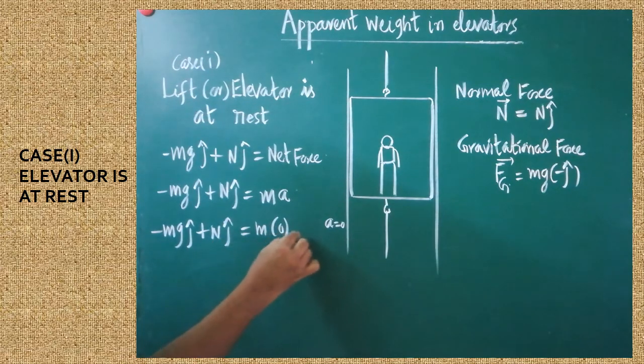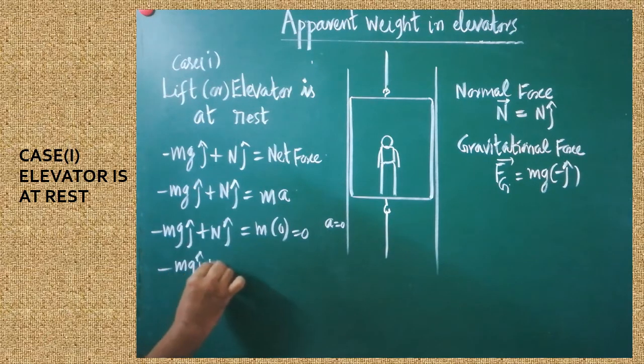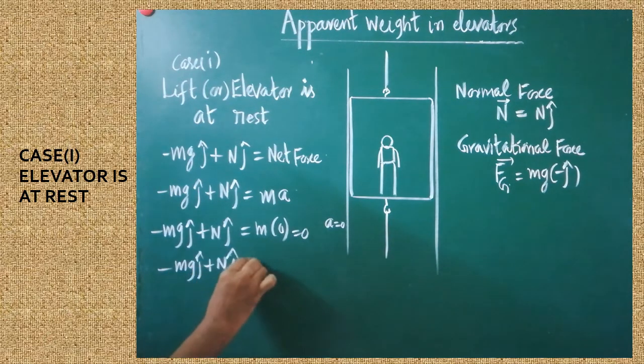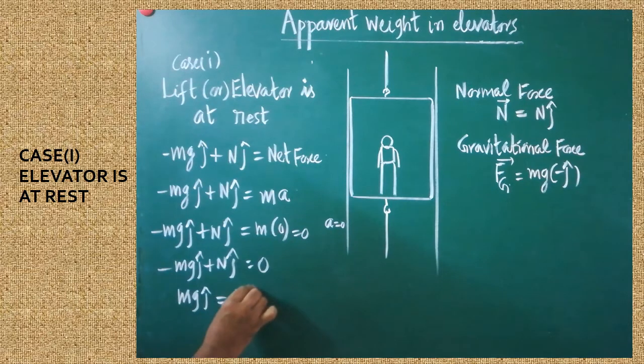So the entire factor becomes 0. Are you clear? So later this one could be split. How could it be split? Minus mg j cap plus N j cap is equal to 0. After splitting, what will happen? You will get mg j cap is equal to N j cap. Are you clear? So this is the final expression.